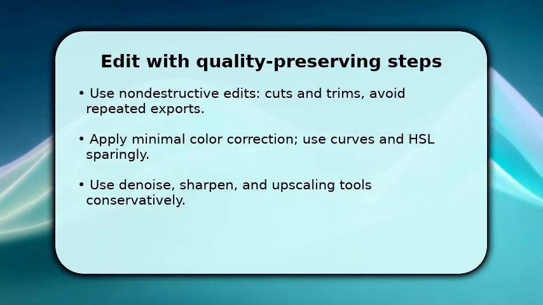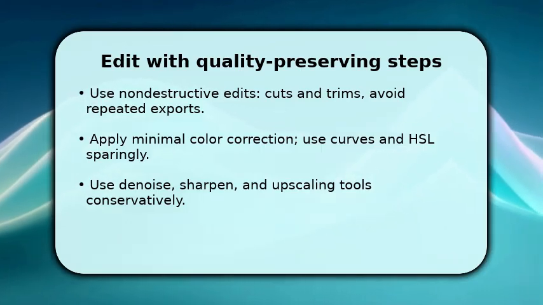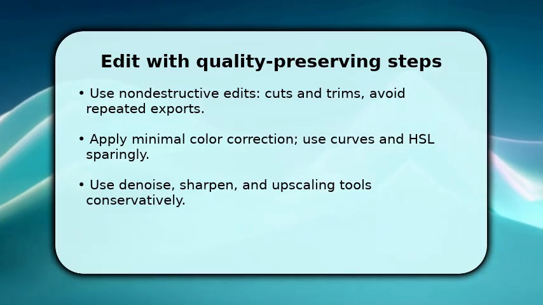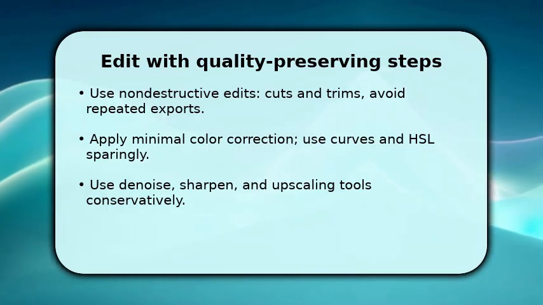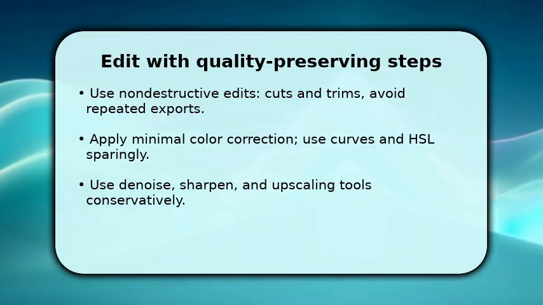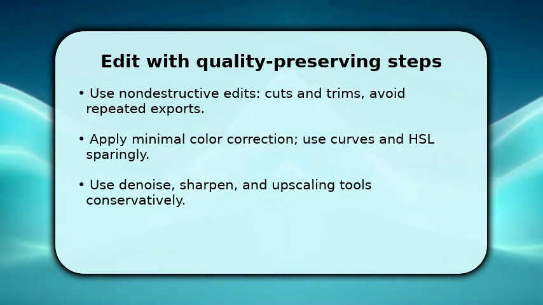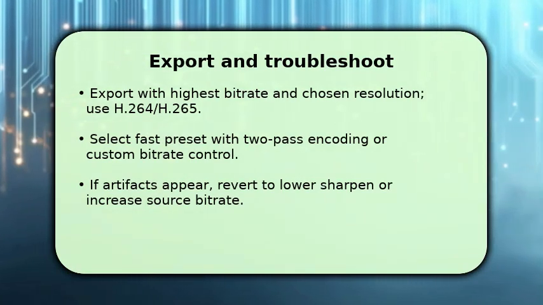When color correcting, work with subtle curve adjustments and selective HSL tweaks so you don't crush detail. If using denoise or sharpening, apply them at low strength and preview at 100%. Aggressive settings create plastic textures. If you need to upscale, use Capcut's AI upscale only at the end, because it builds detail best from the final rendered frame. You finish by exporting with settings that preserve the work you did.